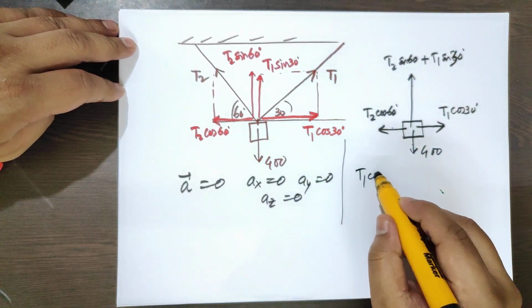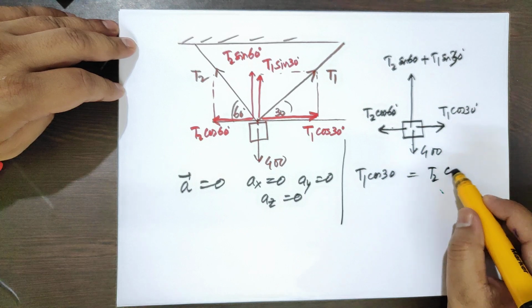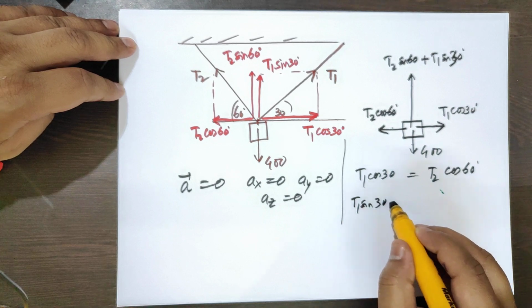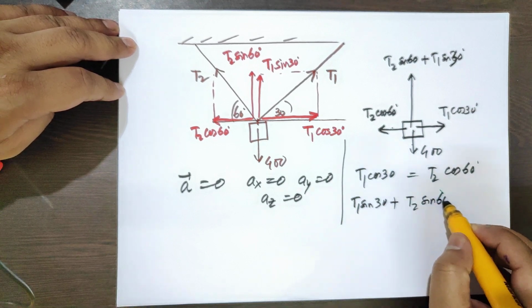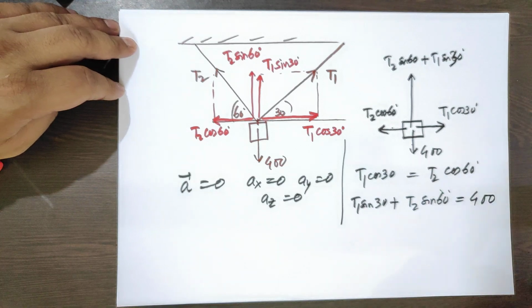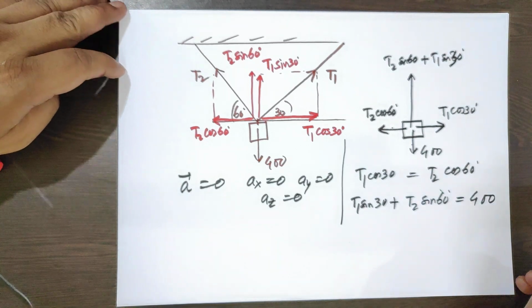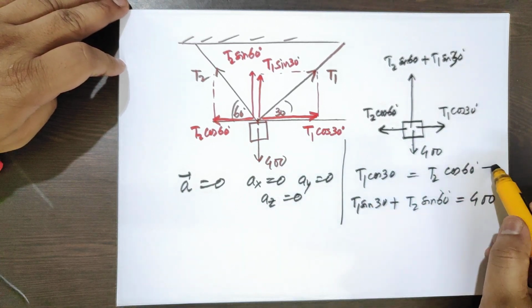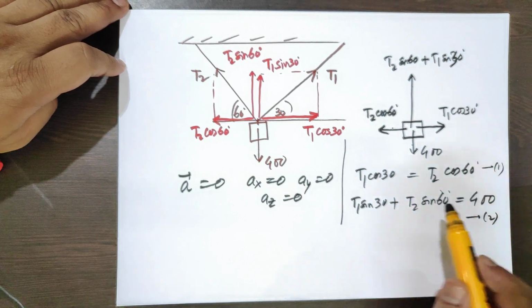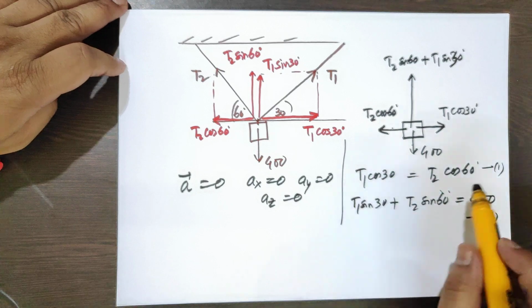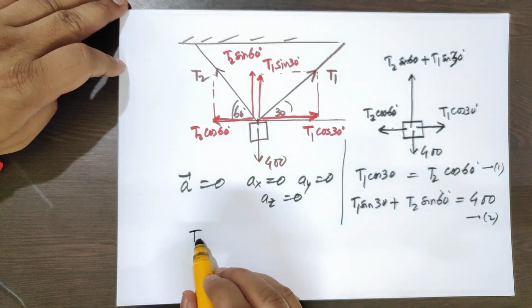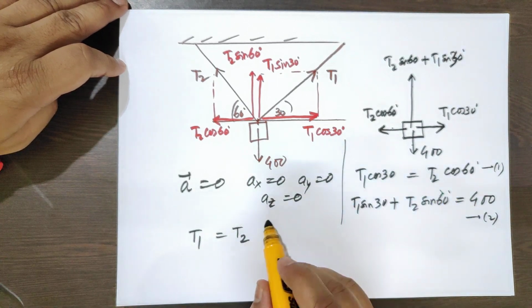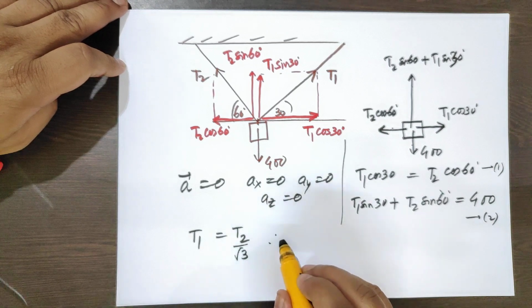So T1 cos 30 equals T2 cos 60 and T1 sin 30 plus T2 sin 60 equals 400. These two equations we have to solve. This is equation 1, equation 2. Here you can substitute cos 60 is sin 30, right? So T1 equals T2 into sin 30 by cos 30.